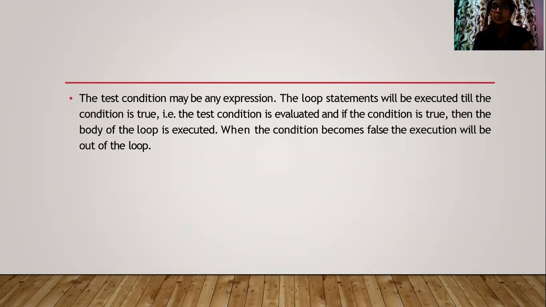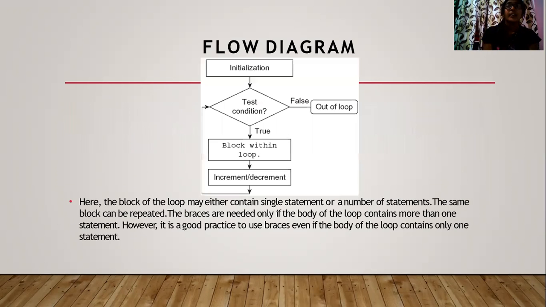If we take the two conditions, one condition is inside the loop. If the condition is true, then it executes inside the loop. If the condition is false, then it executes outside the loop. The while loop contains two conditions, true and false, along with initialization.